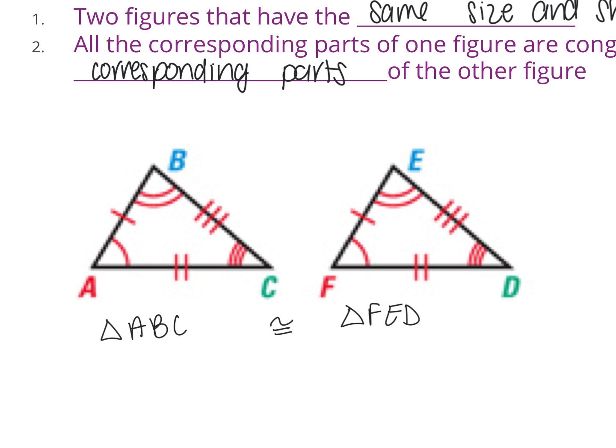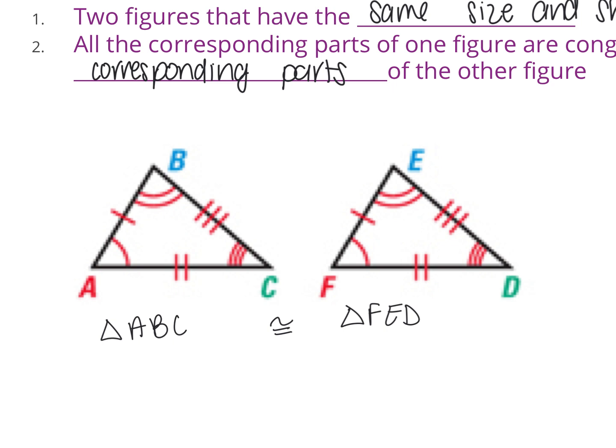I'll tell you why they're congruent and how we know. Do we see the curves on the angles? Those are my congruent marks for angles, and the little tick marks are my congruent marks for segments. You have to have 3 congruent sides and 3 congruent angles, and then you know your triangles are congruent. So I'm writing them to be congruent.